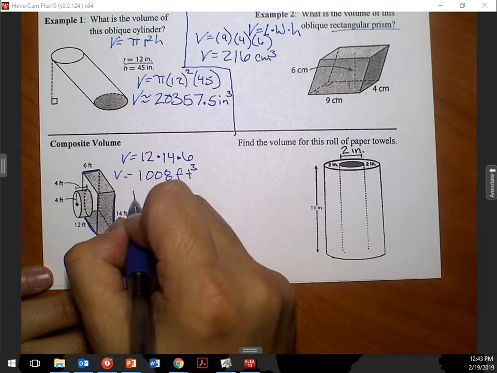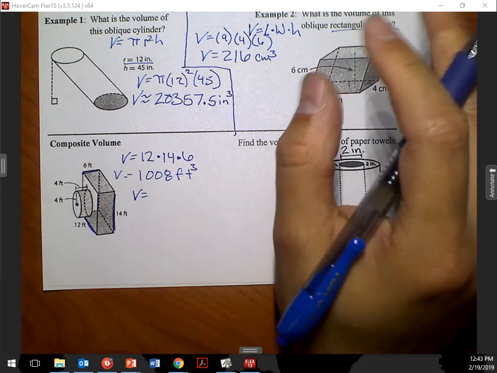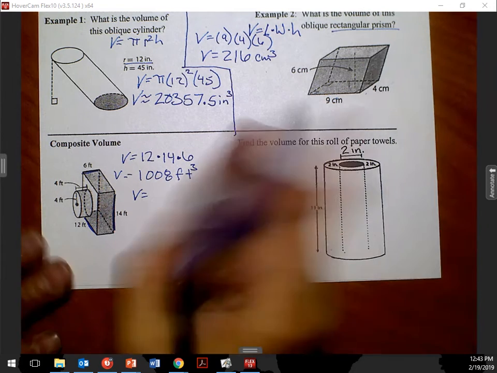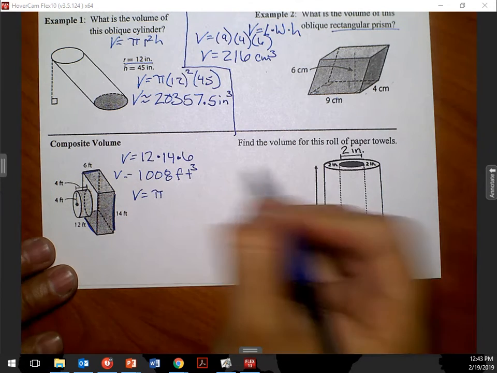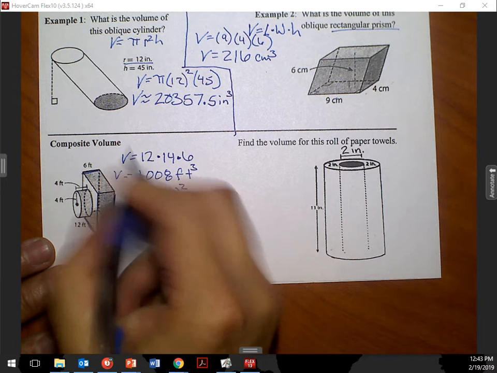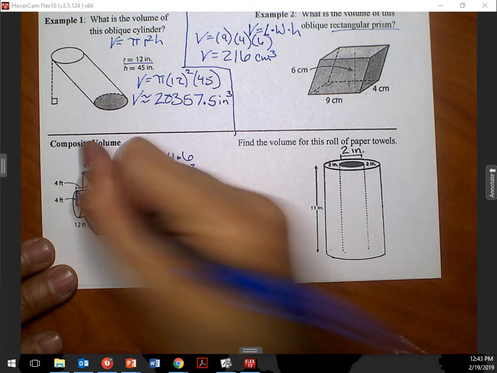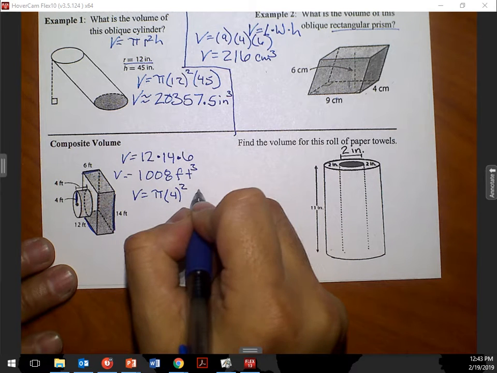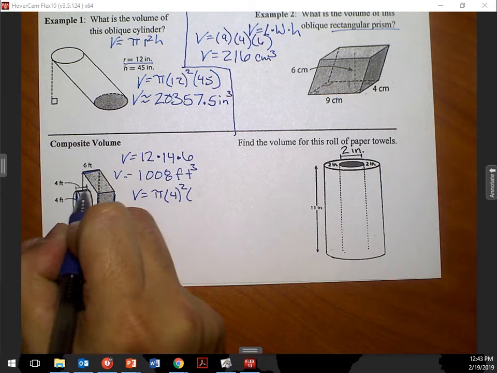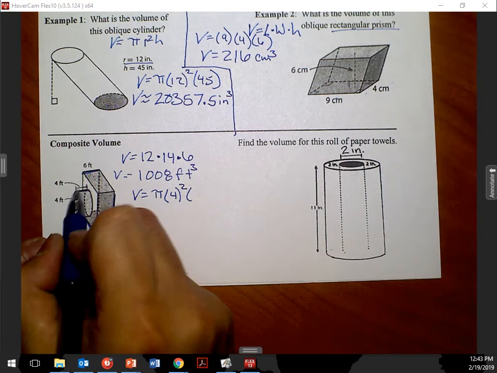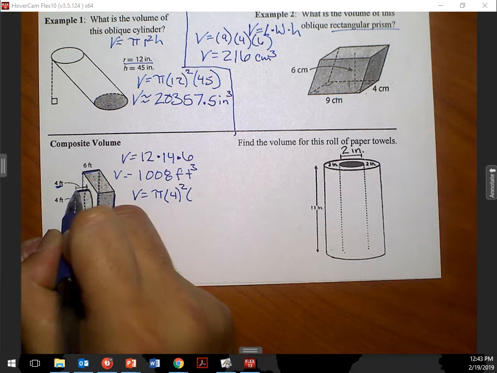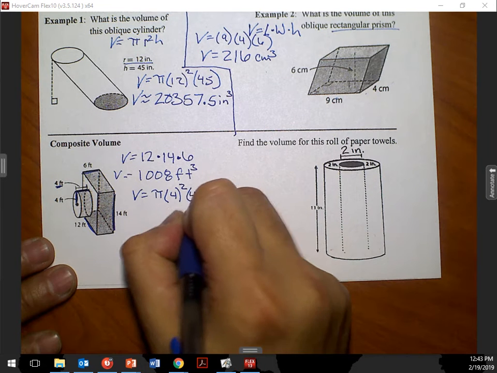That would be the volume, which would be pi r squared h, kind of like what we had up here. So it's going to be pi. What's the radius of this one? 4. Radius is 4. It's this value right here. And the height, what's the height of the cylinder? Look at right here. It's 4. It's this one right here.